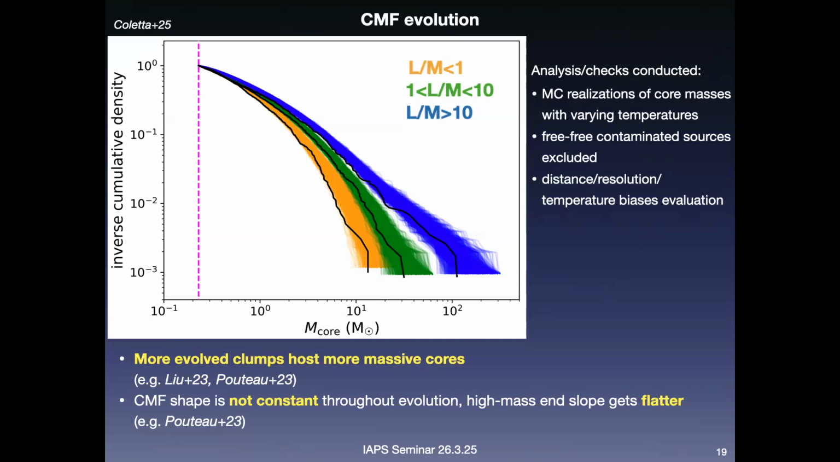can influence it. So besides the Monte Carlo realization for the temperature that I already explained, we also excluded from these samples, the core samples, the sources that were potentially contaminated by free-free emission, for example, from the presence of HII regions, which is possible especially in the more evolved clumps.